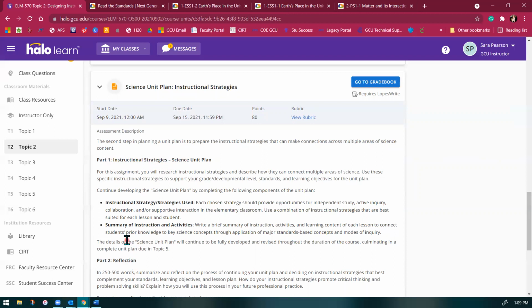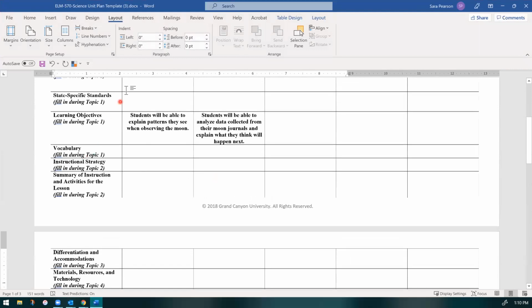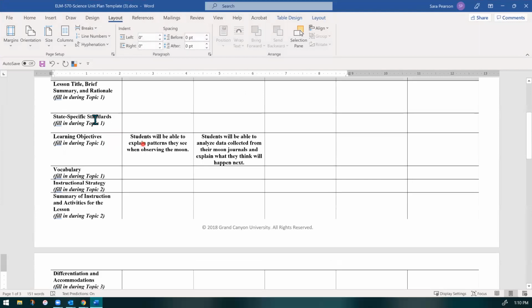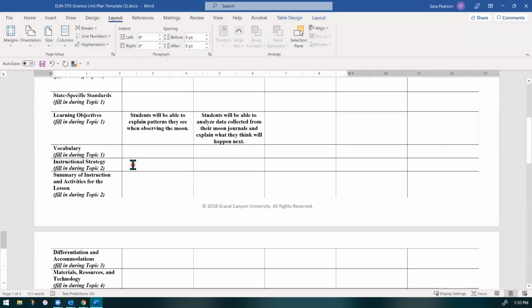Now, if you did get any feedback on tightening up objectives, any standards or anything like that, you want to make sure you apply that feedback before adding in your instructional activities. All right, so let's talk about this section. To this point, you would have had your vocabulary, learning objectives, standards, and your rationale built. Now you want to identify instructional strategies and then summarize them.